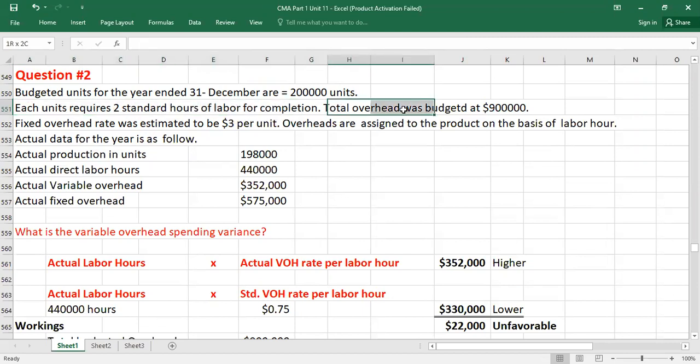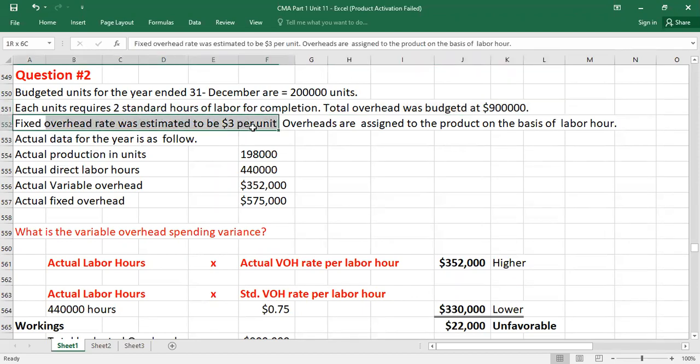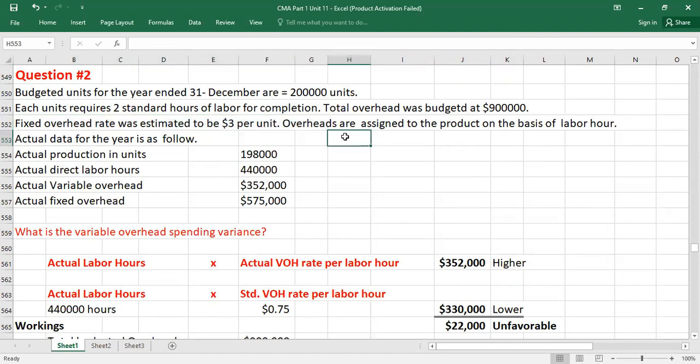And total overhead was budgeted as $900,000. Don't forget he used the word total overhead here. It means it includes variable plus fixed overhead. So now we have here the fixed overhead rate, estimated to be $3 per unit. This is the rate for fixed overhead, and overheads are assigned to the product on the basis of labor hours.